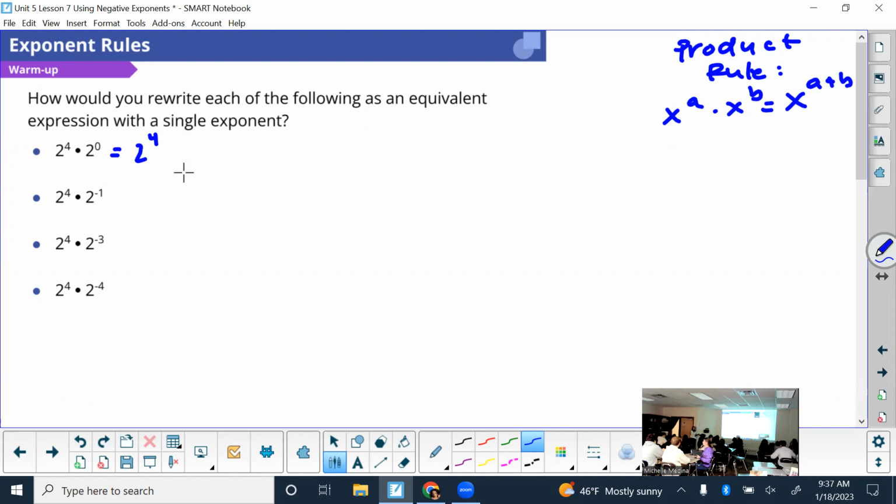What's another way you could have thought about it? 7. 2 to the 4th plus 0. No. Well, I guess I know what you're saying. All right, but there's one more way you could have solved it, using a different exponent rule.